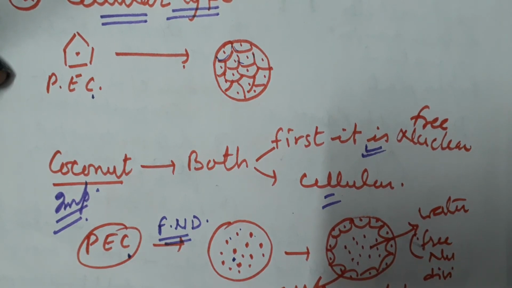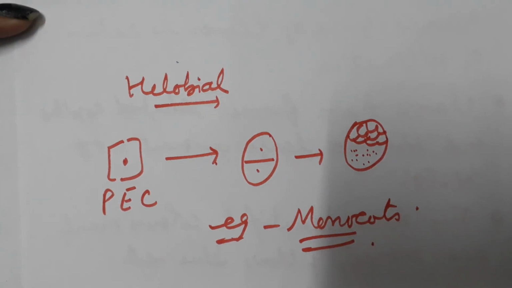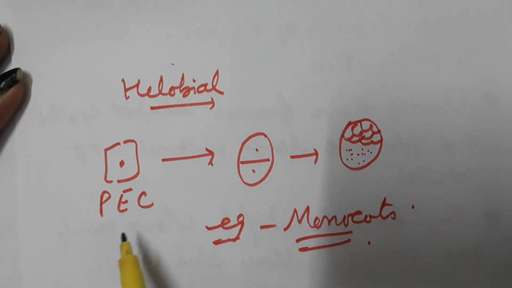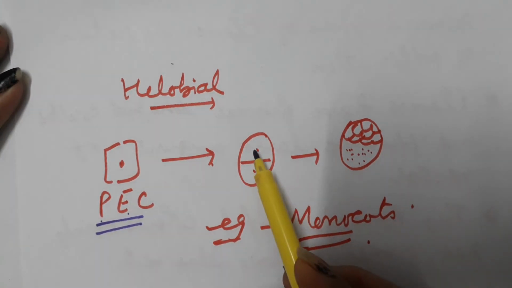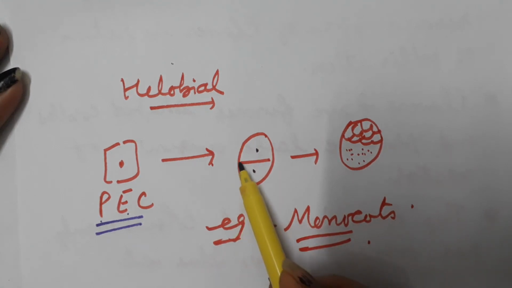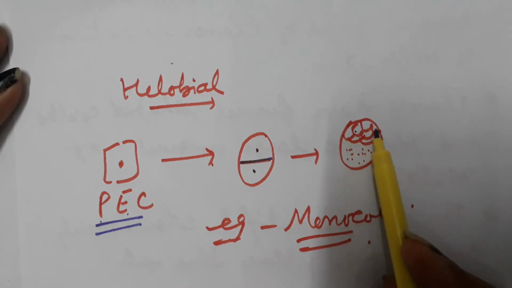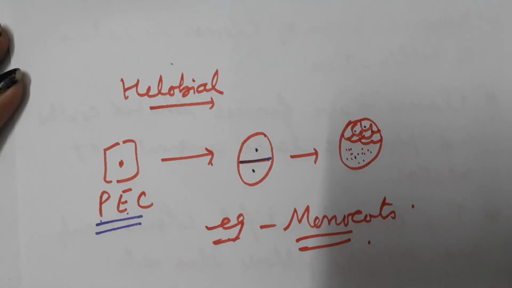Now we discuss the third type of endosperm development, that is helobial type of endosperm development. It is in between the nuclear and cellular type. What happens in this case? In the primary endosperm cell, first nuclear division takes place, two nuclei are produced, which is followed by cell wall formation, and two cells are produced. Later on, in one cell, cellular type of endosperm development takes place, and in the other cell, free nuclear type of endosperm development takes place. So helobial endosperm development exists in between the free nuclear and cellular type.